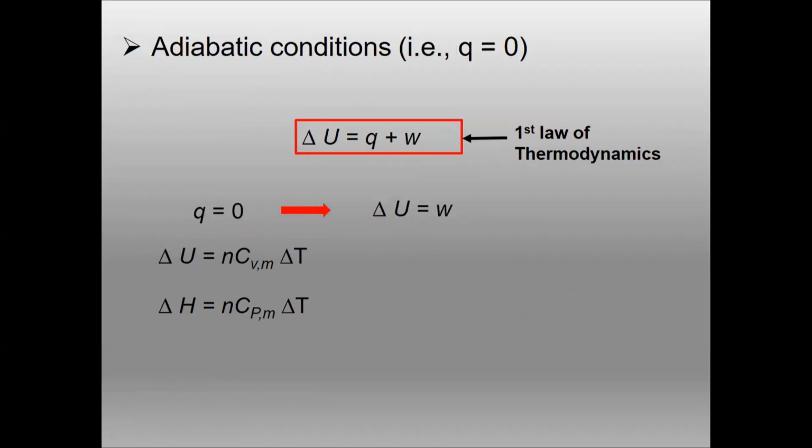Then the last experimental condition, which is the adiabatic condition. And this is again Q equals 0. So delta U equals Q plus W, and again, Q will equal 0. Delta U will equal W from this law here, the first law of thermodynamics. And we know what delta U is equal to and what delta H is equal to.